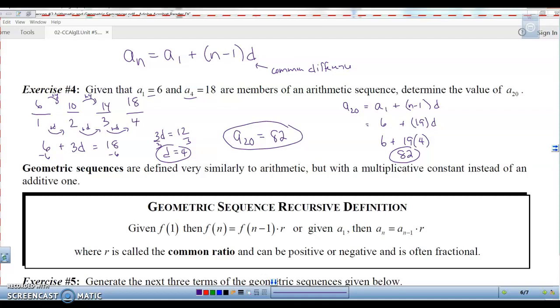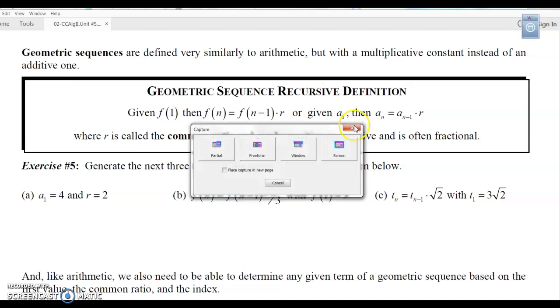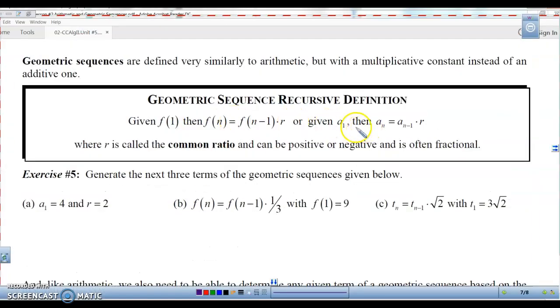Now we're going to talk about geometric sequences. Okay, you may remember from Algebra 1 that an arithmetic sequence is increasing by adding or subtracting. A geometric sequence is going up by multiplying. This is by multiplying or dividing. Usually we say multiplying because it's easier to say.